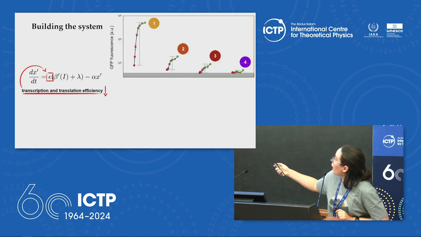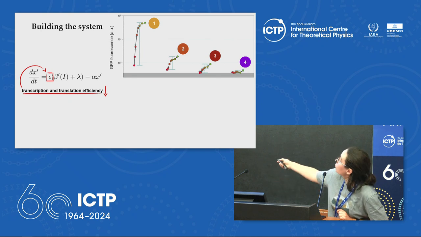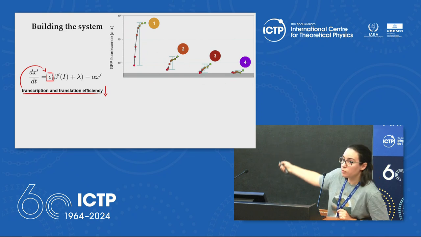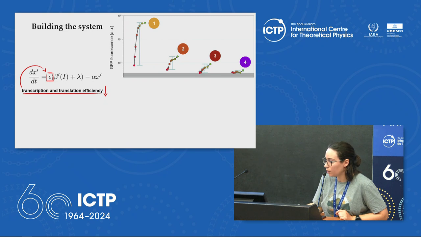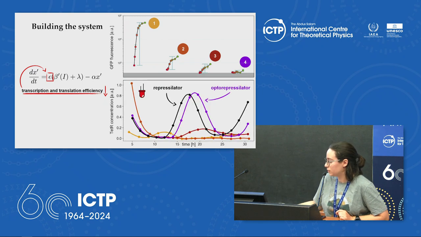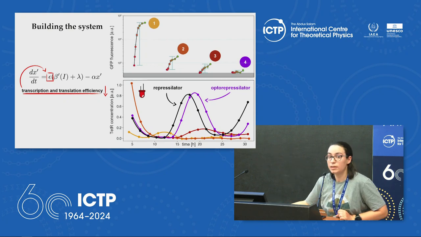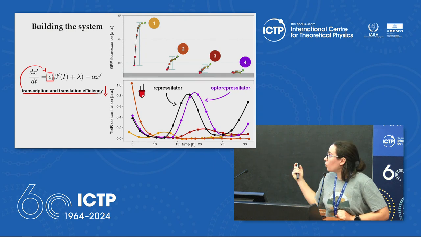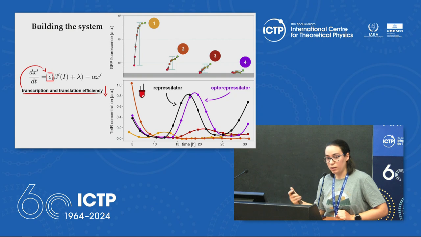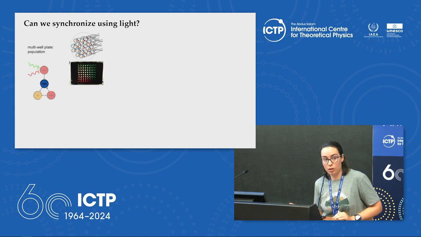We tried different ranges of gene expression that you can see here, with gradual decrease in the level of gene expression, until we eventually managed to make a system which could oscillate in a way that was comparable to our control, and we call this system the optorepressilator. Now, we have shown that this system can oscillate. We have to show if it can actually be synchronized using light.